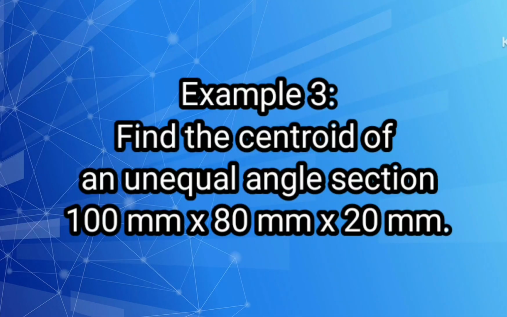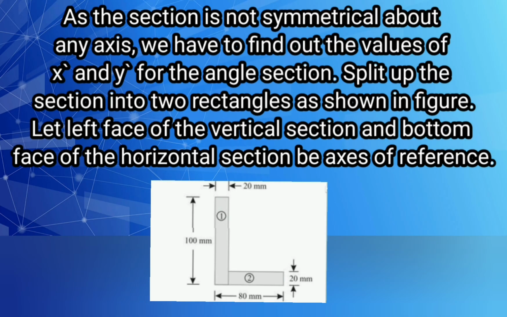Now let's proceed to the next problem. Example 3. Find the centroid of an unequal angle section 100 mm by 80 mm by 20 mm. Now let's do the problem. Solution is given here. As the section is not symmetrical about any axis, therefore we have to find out the values of x bar and y bar for the angle section. Split up the section into 2 rectangles as shown in the figure.